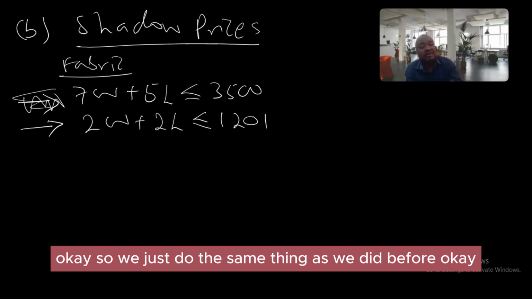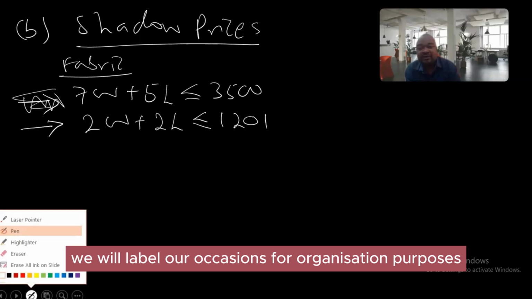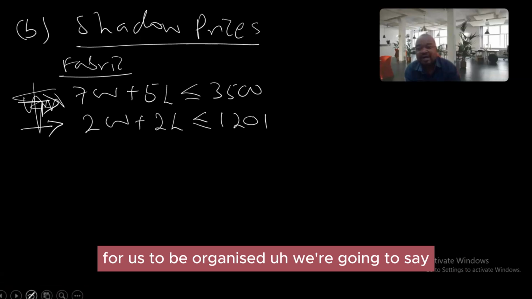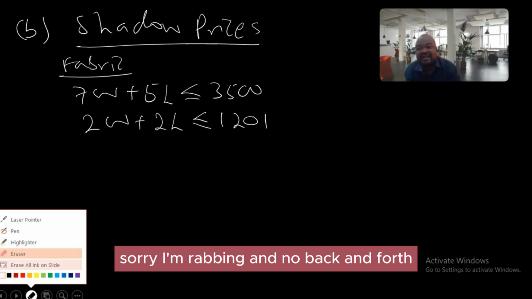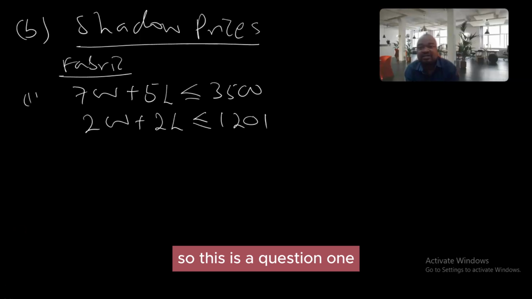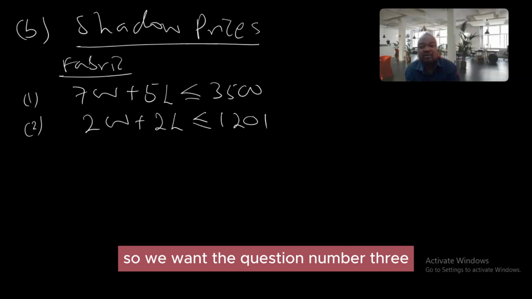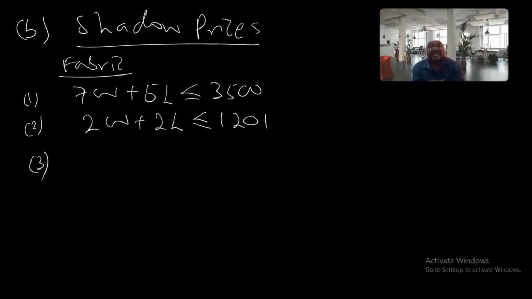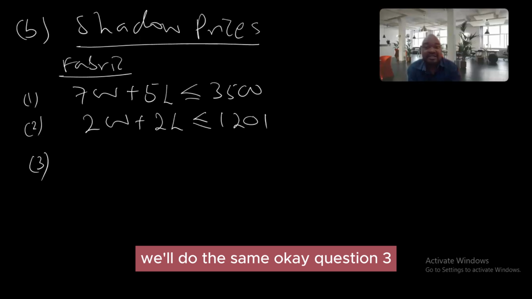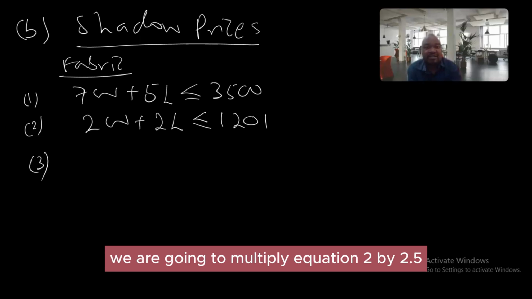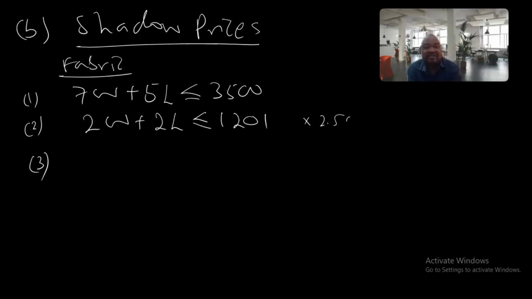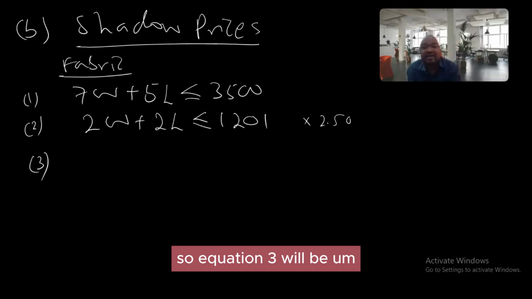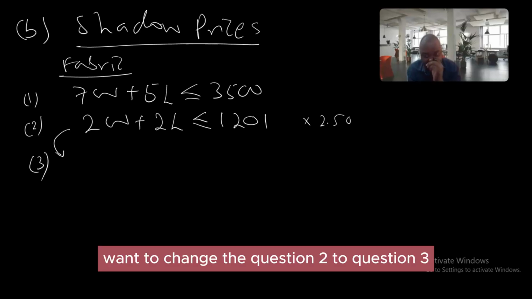We just do the same thing as we did before. We will label our equations for organization. This is equation 1, this is equation 2, so we want equation 3. We are going to multiply equation 2 by 2.5, so we change equation 2 to equation 3.